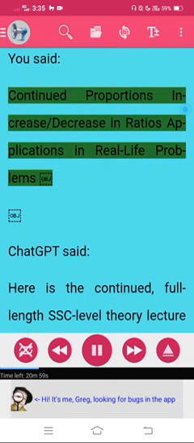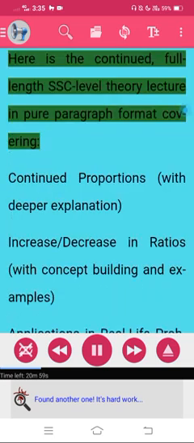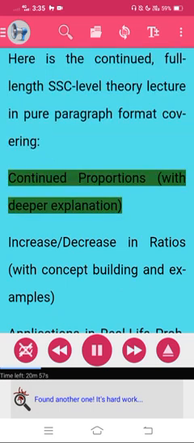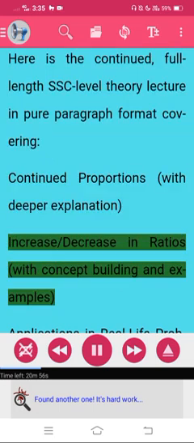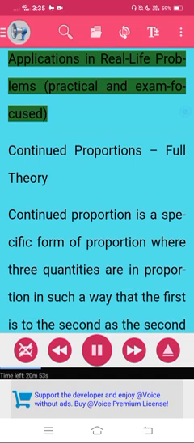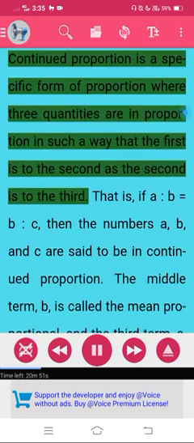You said: Continued proportions, increase, decrease in ratios, applications in real life problems. ChatGPT said: Here's the continued, full-length SSC level theory lecture in pure paragraph format covering continued proportions with deeper explanation, increase, decrease in ratios with concept building and examples, applications in real life problems, practical and exam focused. Continued proportions, full theory.